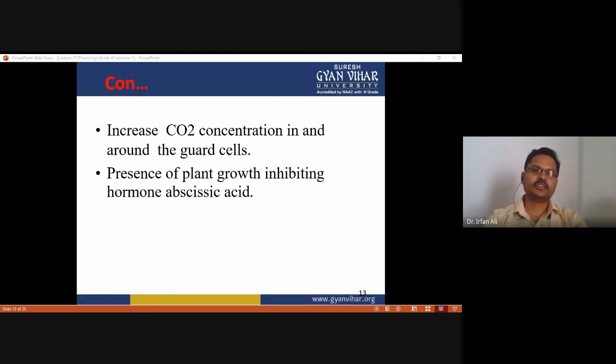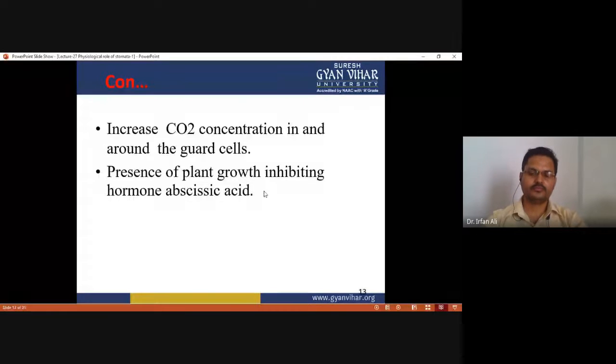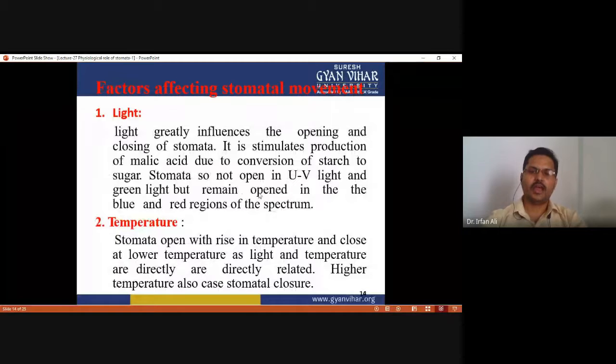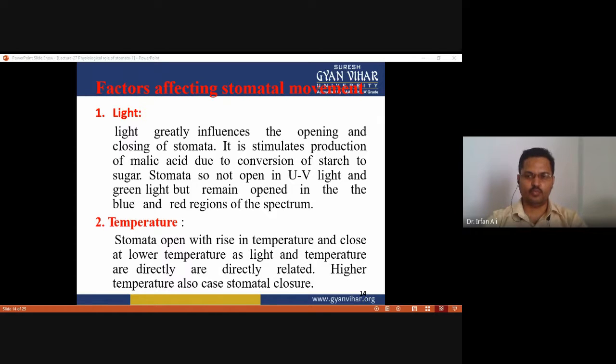So all these conditions favor the closing of stomata and lead to a decrease in turgor pressure. So when the turgor pressure is decreased, the stomata becomes closed. And now the next part is what are the factors that affect opening and closing of stomata. So these are the factors which affect the stomatal movement.